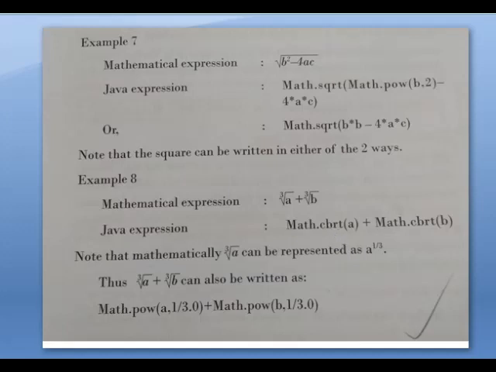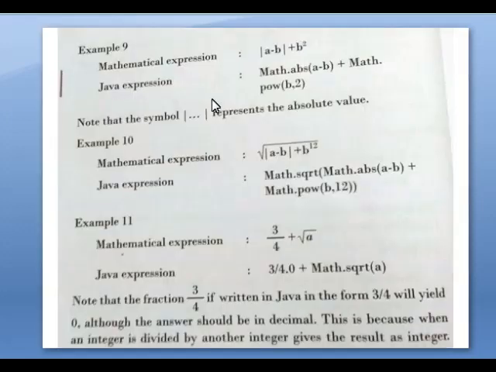Now we are going to see the next example, a mathematical expression. If you write it like this, with two lines, that means the absolute value. So math.abs(a - b) plus math.pow(b, 2). Note that this symbol represents the absolute value. Like this, one other one, this also uses square root and power. Here also 3 upon 4.0 plus math.sqrt(a).